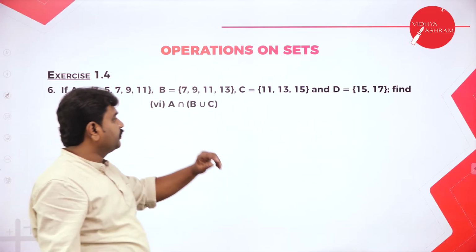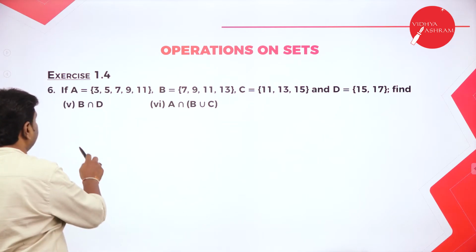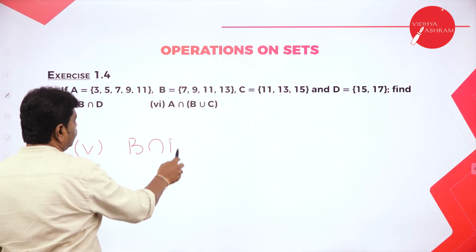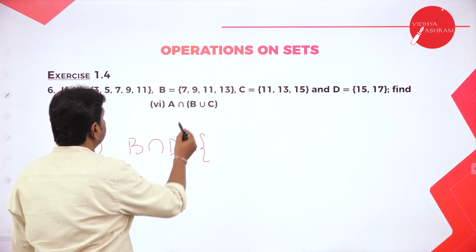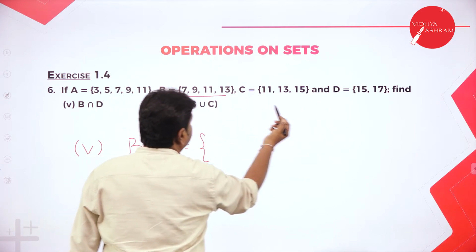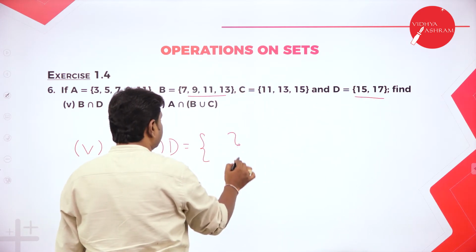A, B, C, D they gave. The fifth one is they wanted to find B intersection D. So write the common elements of B and D. In B, 7, 9, 11, 13 is there. In D, 15, 17 is there. In this and this, we don't have common elements. So I can say null set.